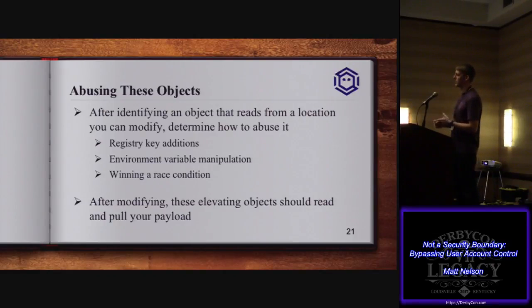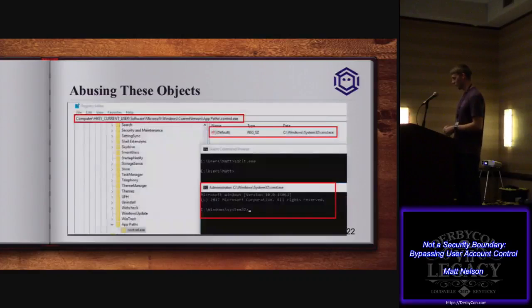So, like I said, after you've identified these particular objects, the next step would be to abuse them. That would be doing a registry write to that location, putting your payload in. Again, bypasses are variant in the sense that there are many objects you can abuse. There are many things that you can do to abuse these objects. So registry key additions are kind of the new thing. You've got event variable manipulation, which James Forshaw did a good post on recently. And then race conditions, which is kind of a fun one that me and Matt Graber worked on.